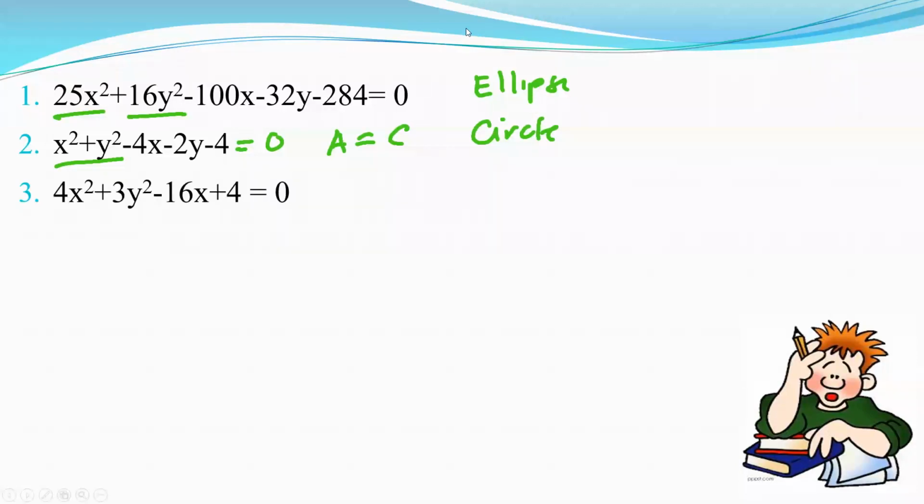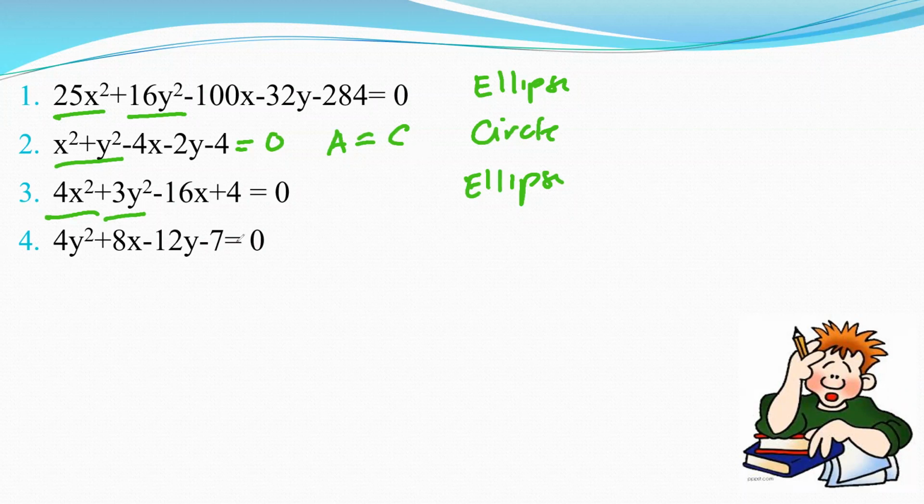Next, 4x squared and positive 3y squared. Same positive, but different numerical coefficients. So this is an example of ellipse. Next, 4y squared plus 8x minus 12y minus 7. As you can notice, we are missing with x squared term. Isa lang yung present sa kanya. So this is an example of a parabola. Okay?